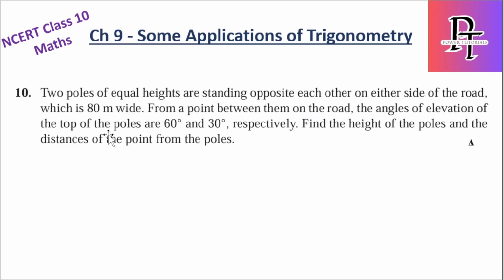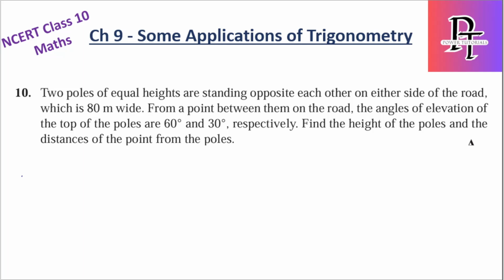The question number 10, what is it saying? We have two poles of equal heights standing opposite to each other on either side of the road, which is 80 meters wide. From a point between them on the road, the angle of elevation of the tops of the poles is 60 and 30 respectively. Find the height of the poles and the distance of the point from the poles.